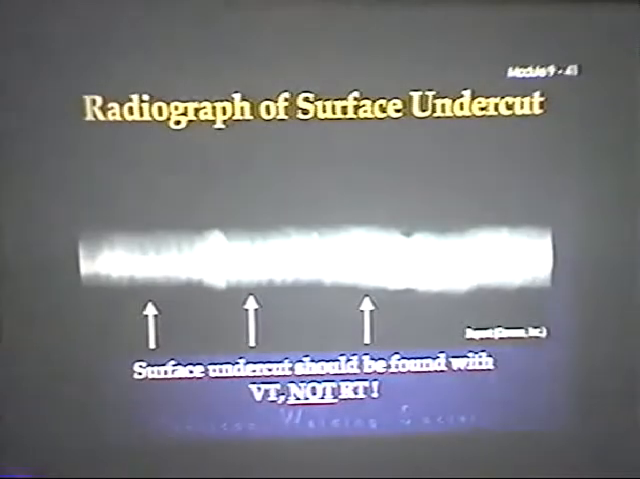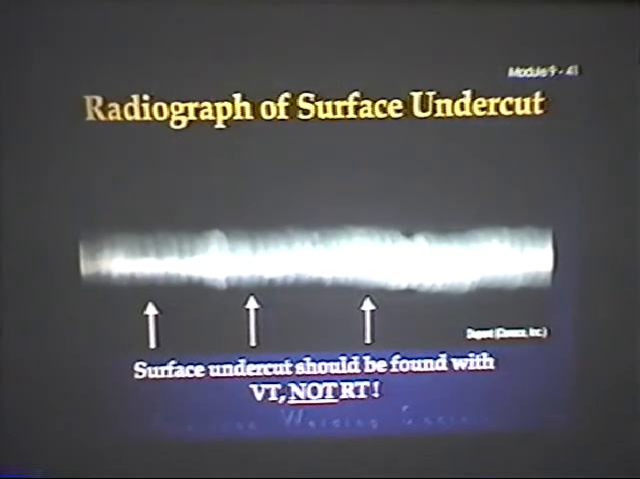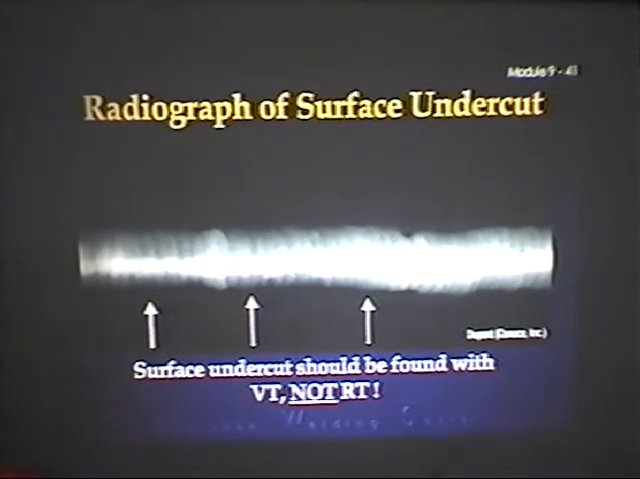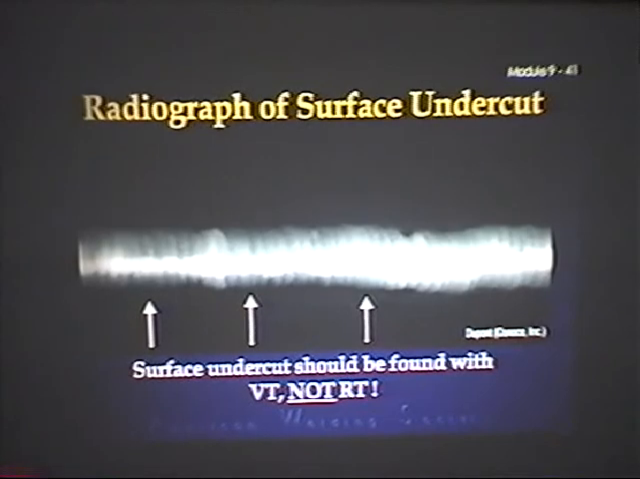Okay, next slide. This is a picture, a radiograph, an X-ray, of surface undercut. It's kind of hard to see, but the arrows are pointing to it right here. It's a darker edge along the edge of the toe of the weld. But notice, surface undercut should be found with VT, visual inspection, not RT, radiographic inspection. Those of you that go on and take welding inspection technology are going to get a big dose of visual inspection and what to look for.